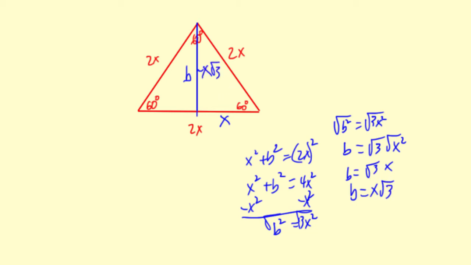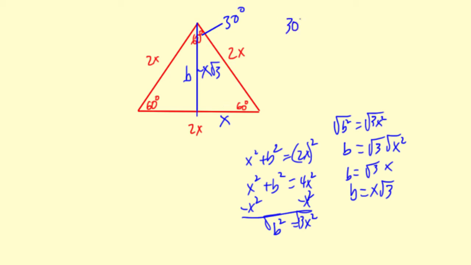So what does that mean? So x is the measure opposite the 30-degree angle, because this 60-degree angle here is cut in half, so I get a 30. The measure opposite the 60-degree angle is square root of 3 times the shortest leg. And then the hypotenuse is 2 times the shortest leg.